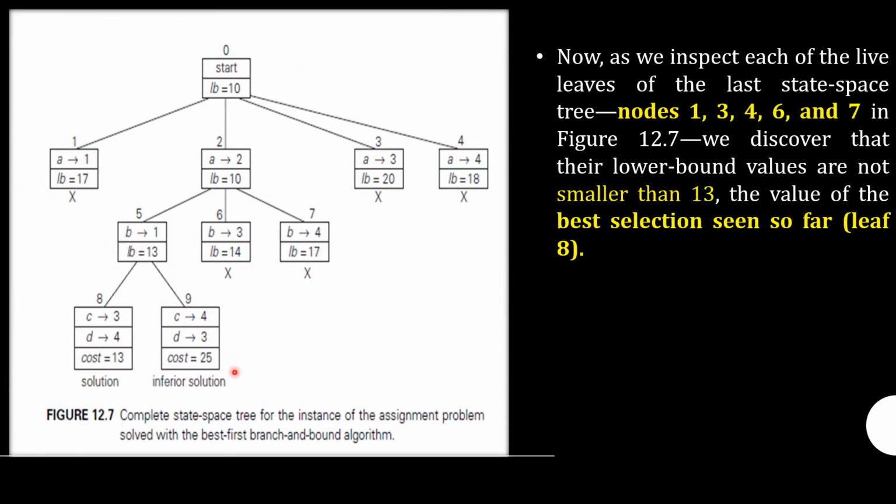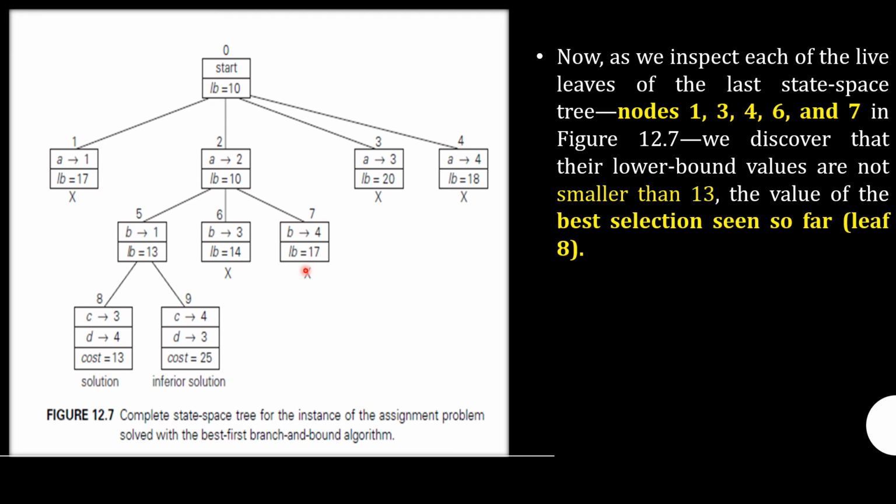So here you can see, as we inspect each of the live leaves of the state space tree, nodes 1, 3, 4, 6 and 7 in this figure, we discover that their lower bound values are not smaller than 13. You can see the lower bound value with respect to node 1 is 17, node 3 is 20, node 4 is 18, node 6 is 14, node 7 is 17. So none of the lower bounds is smaller than 13, right?